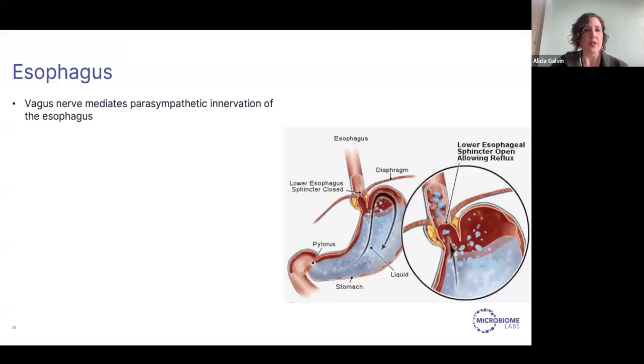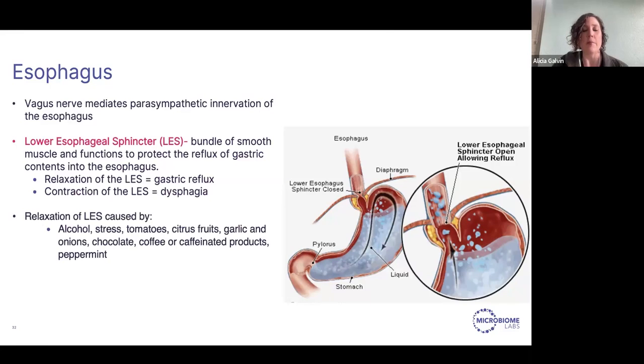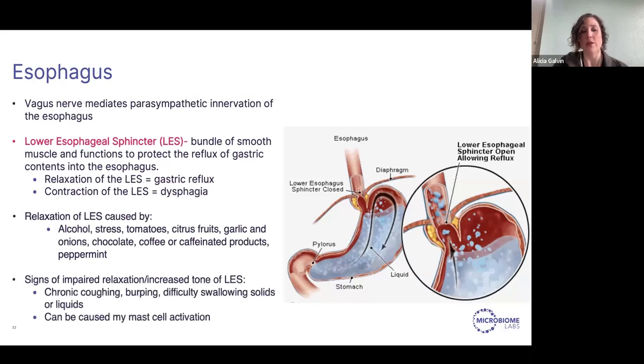So moving to the esophagus, we have our vagus nerve, which is innervating the esophagus. And then we have the lower esophageal sphincter, which is a bundle of smooth muscles that helps with relaxation and contraction to control the reflux of gastric contents into the esophagus. If someone is having a lot of GERD or reflux, first ask them about any foods or food ingredients that could potentially cause excessive relaxation. These are common ones that we're probably all very familiar with.